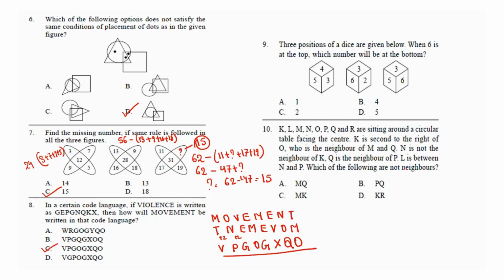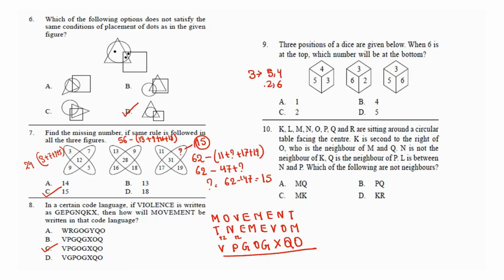Okay. Coming to question number 9. 3 positions of a dice are given below. When 6 is at the top, which number will be at the bottom? So here we have to follow a certain rule. So what is the rule? So in the first picture you see adjacent to 3 is 4 and 5. And in the second figure you see adjacent to 3 is 6 and 2. And in the third, adjacent to 3 is 5 and 6. So here we can write that for 3, 5 and 4 and 2 and 6 are adjacent, right?